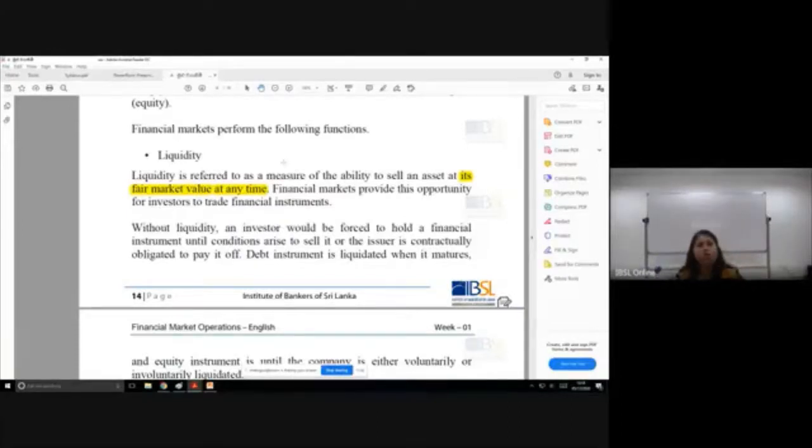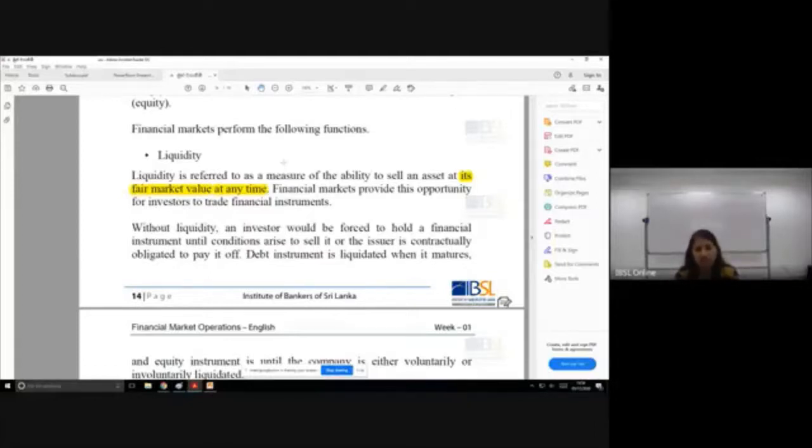It has a very lower value than that. And if I don't have enough buyers, can I go at any time and sell it? No. I have to wait till a buyer comes in for me to sell it. Get it? So liquidity gets impacted. So liquidity is a main factor when it comes to financial markets.